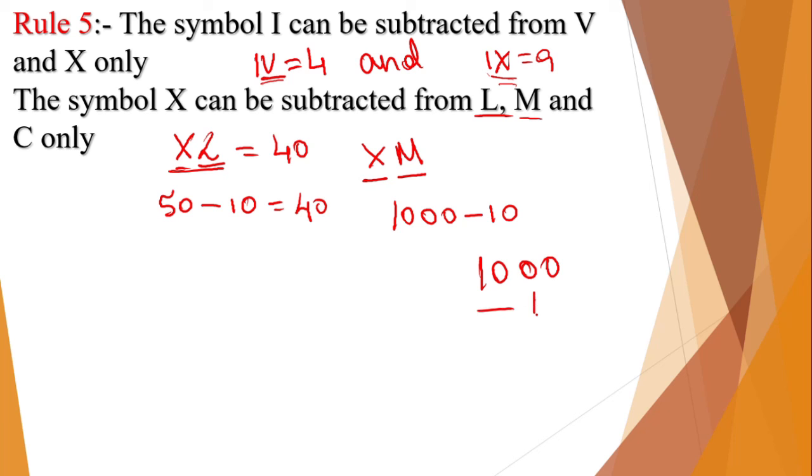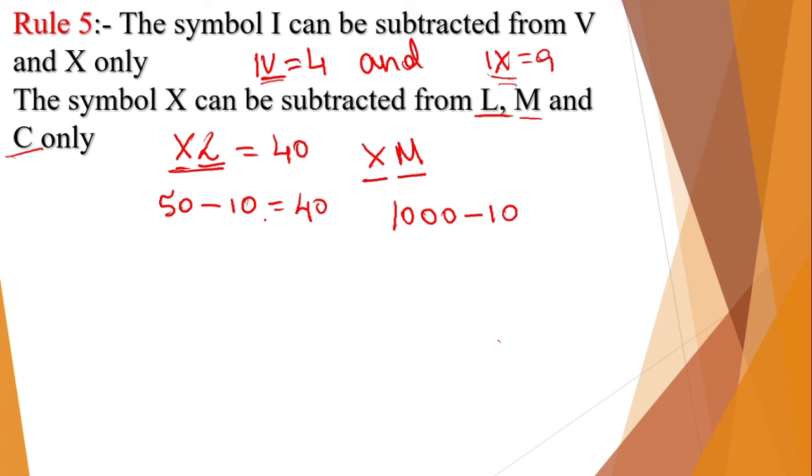Let's see. So 0 minus 0 is 0, and 0 minus 1 is not possible. So this will become 10 and the 0 becomes 9. So 10 minus 1 is 9, and 9 minus 0 is 9. So it will give us 990. So you can see X is subtracted from 1000 also.